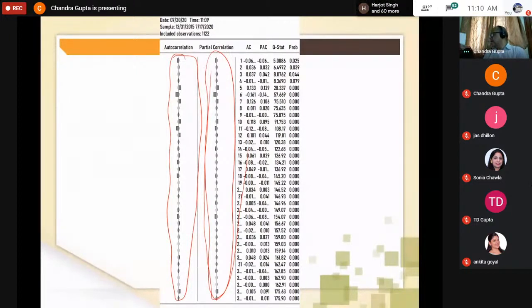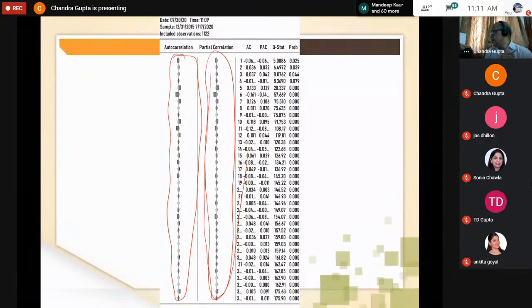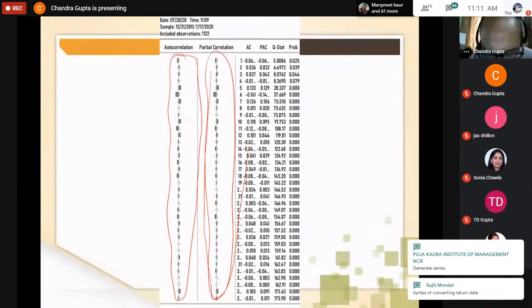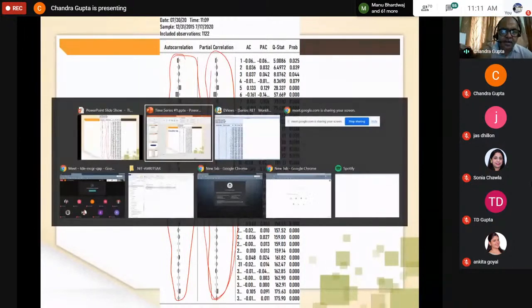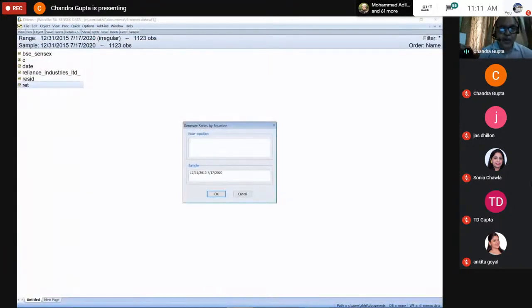Pooja Kaura is asking about syntax again. I do not know whose syntax you are asking about. Pooja, can you tell me, are you asking about the syntax of generate series or correlogram? Okay, generate series. So go to Quick. When you go to Quick, you will find the option of Generate Series. Go to Quick, Generate Series, and then you write the equation.